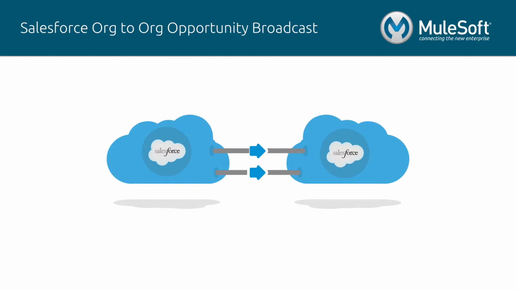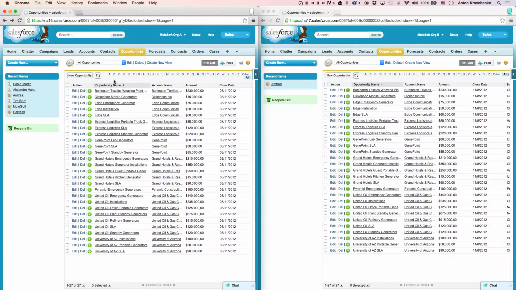We will also specify a filtering criteria. In this case, an opportunity will be filtered depending on the amount. Right now, let's see how it all works.